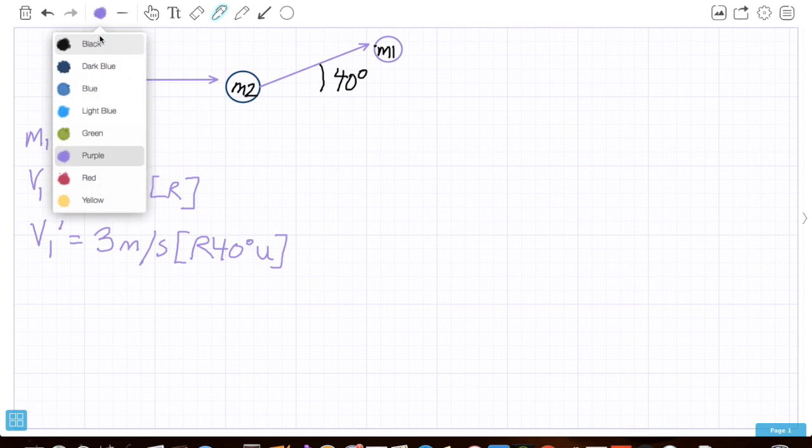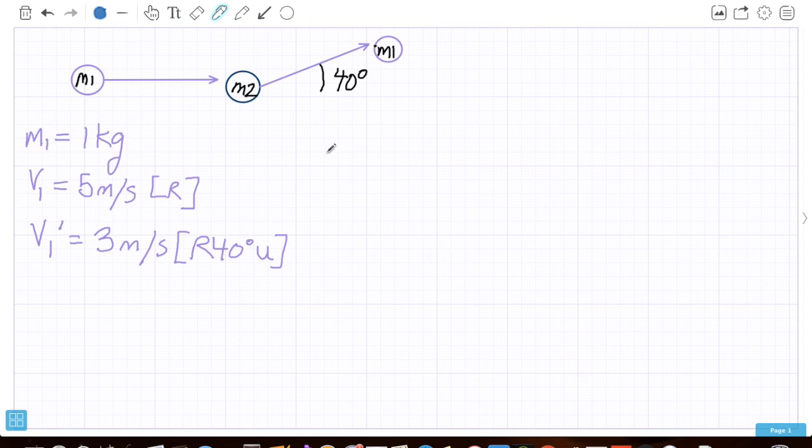Now m2, we know that its mass is 2 kilograms, and it has an initial velocity of 0. We don't know anything about its final velocity. That's what we're trying to find here.